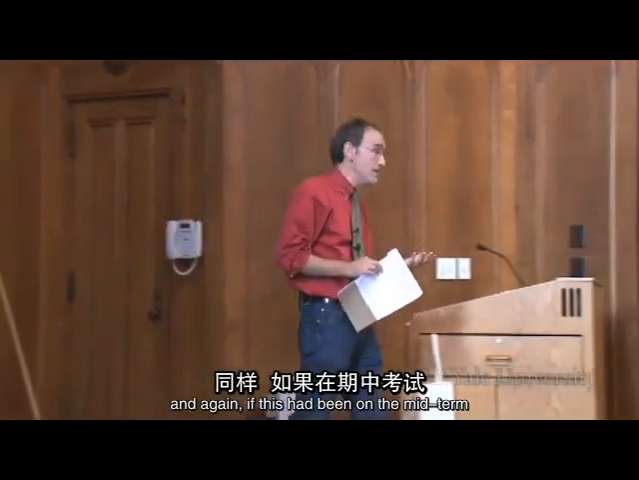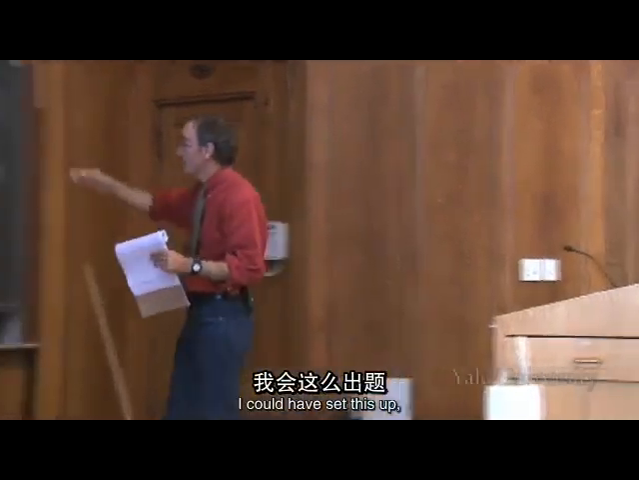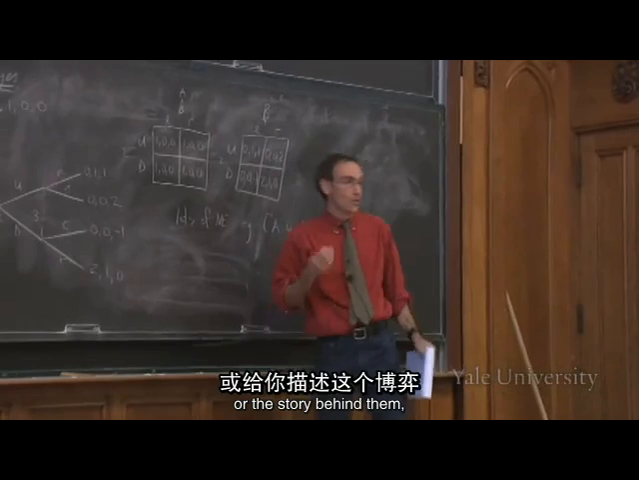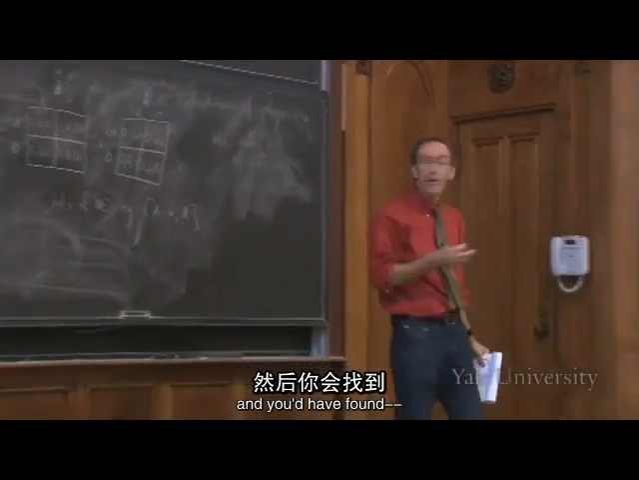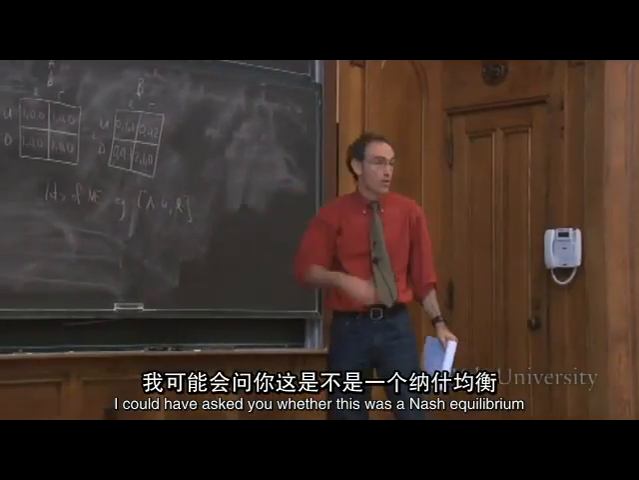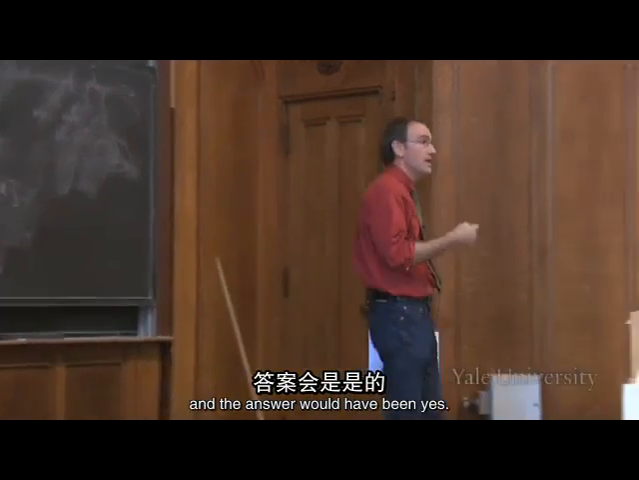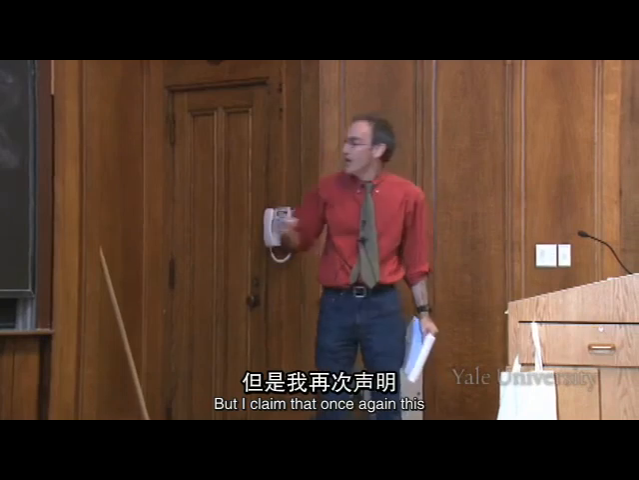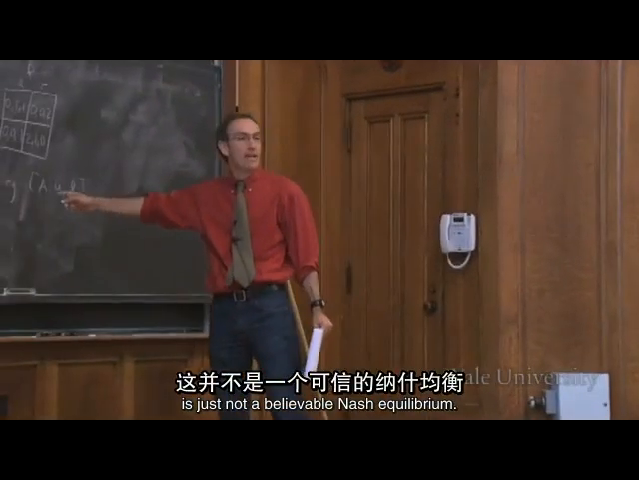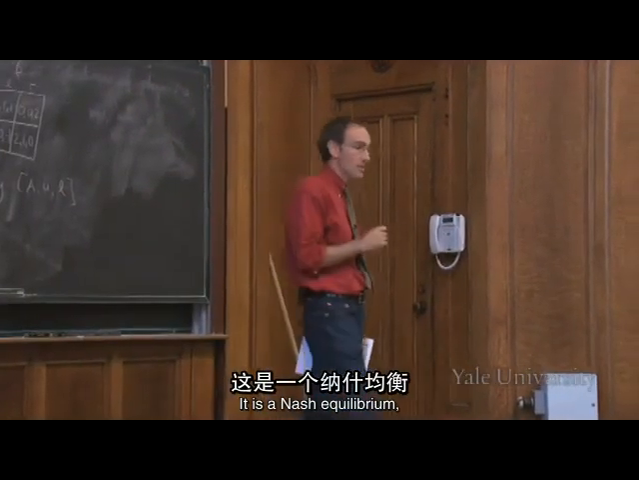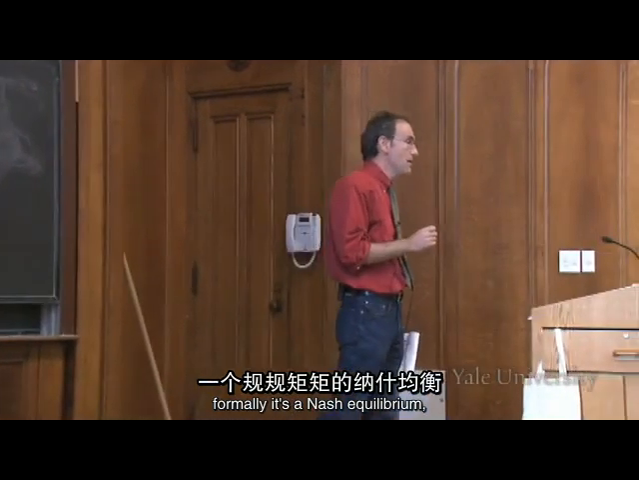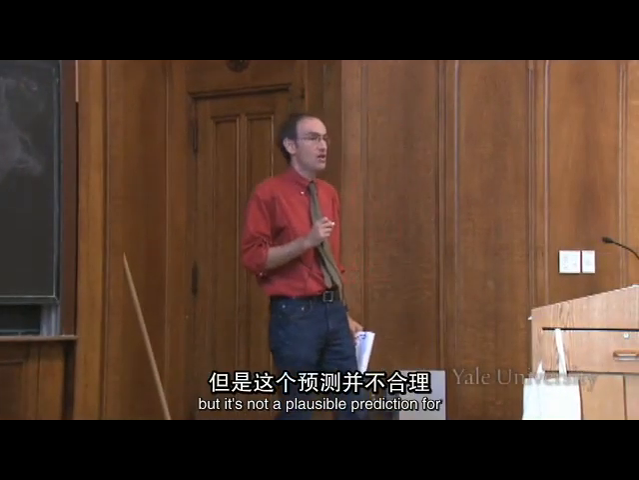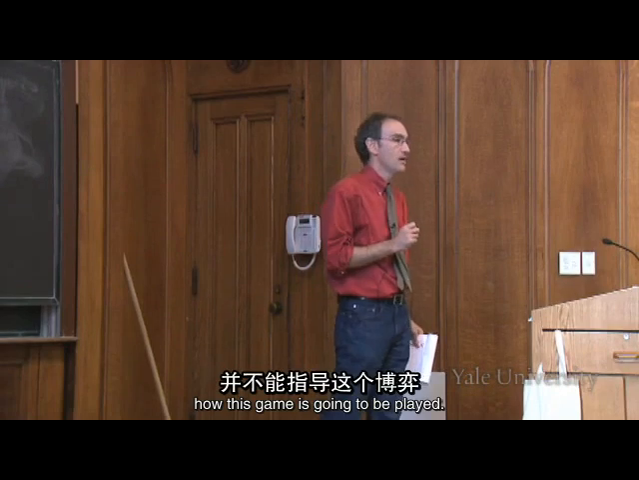And again, if this had been the midterm, I could have given you these matrices, or the story behind them, and you'd have found this, I could have asked you whether this was a Nash equilibrium, and the answer would have been yes. But I claim that once again, this is just not a believable Nash equilibrium. It is a Nash equilibrium, formally, but it's not a plausible prediction for how this game is going to be played.